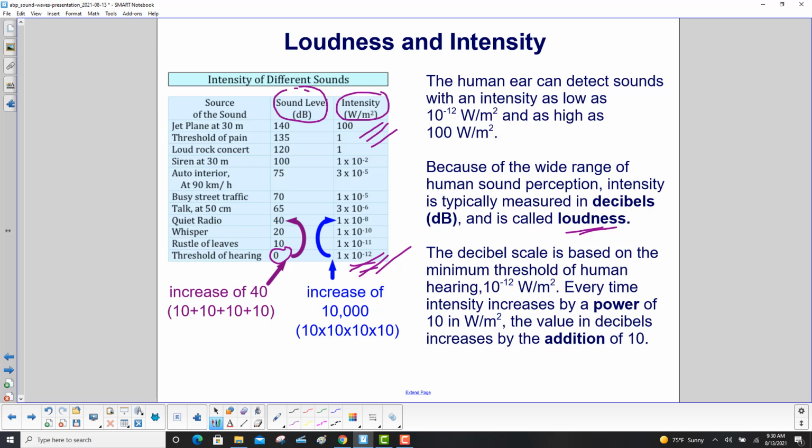Every time intensity increases by a power of 10 in watts per meter squared, the value in decibels only increases by the addition of 10. So let's take where you go from the threshold of hearing to a quiet radio. Intensity has increased by 10,000, which is 10 times 10 times 10 times 10, right? 10 to the fourth. The increase in decibel level is only 10 plus 10 plus 10 plus 10. Well, anyway, it's 40. So you can see the quiet radio is 40 decibels and the threshold of hearing is 0. So it's a logarithmic scale.